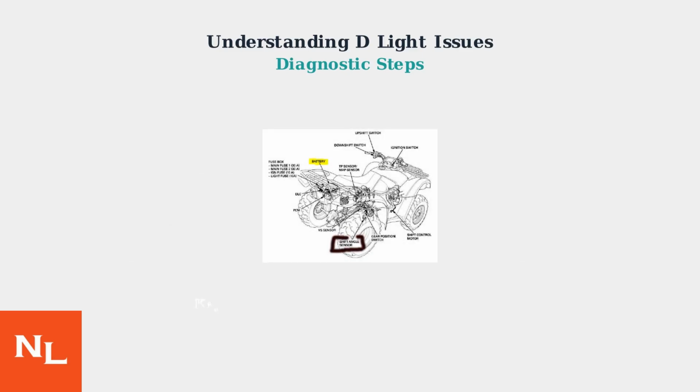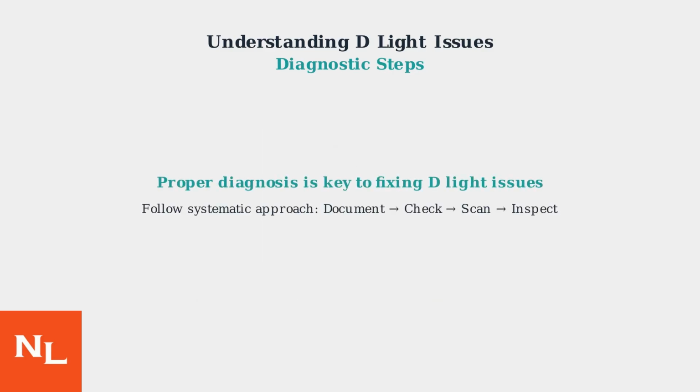These are the key components you should inspect during your diagnosis. Understanding their locations and functions will help you identify the root cause of D-light problems more effectively. Remember, proper diagnosis is the key to successfully fixing D-light issues. Follow this systematic approach: document symptoms, check basics, scan for codes, and inspect components physically.